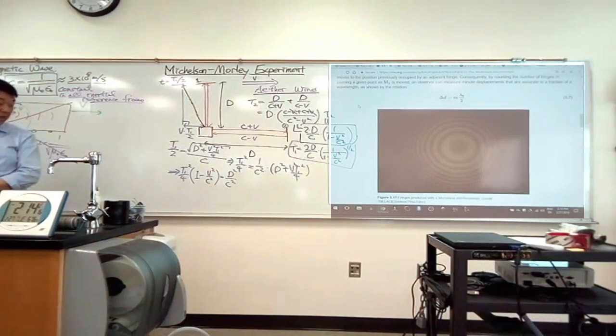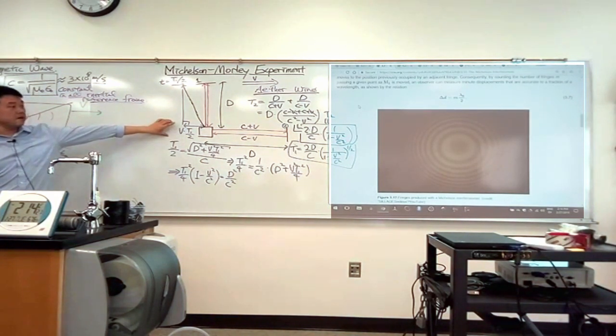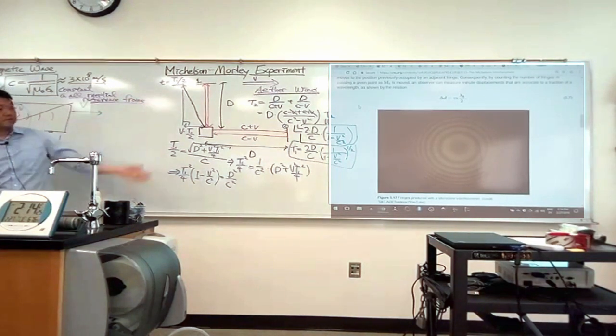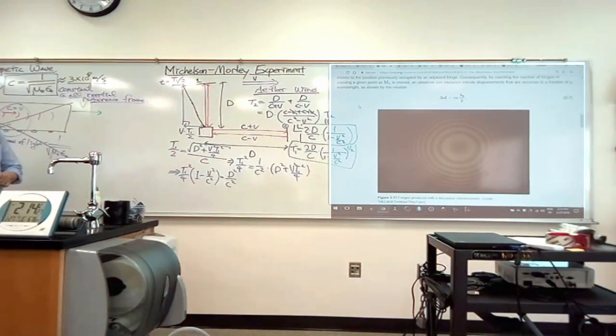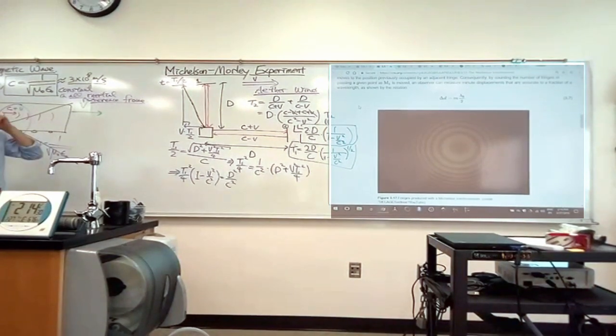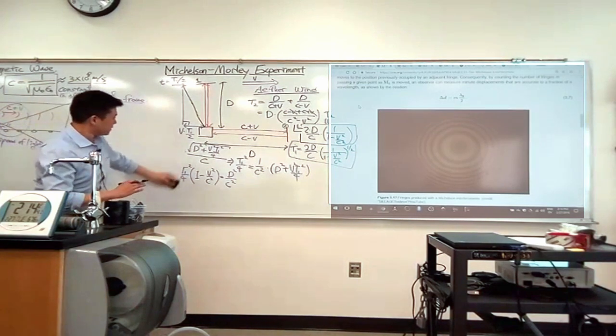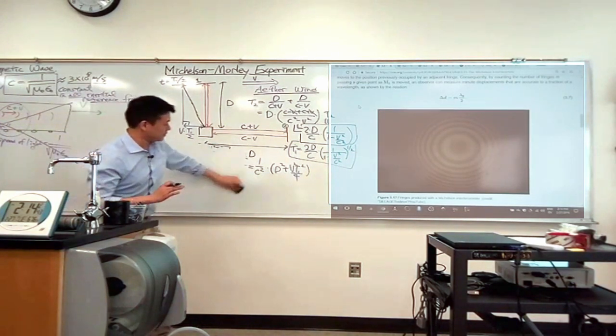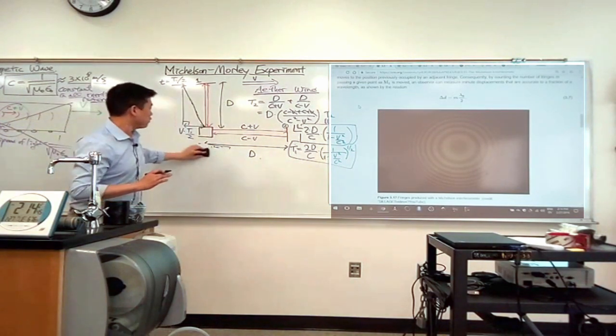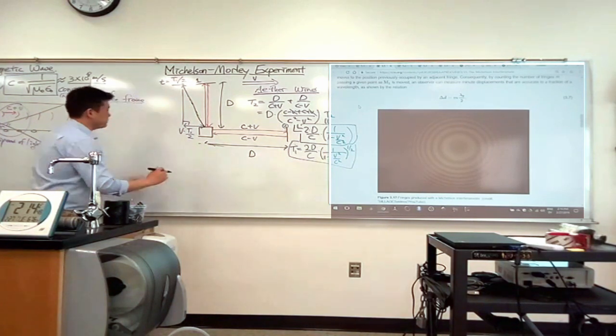So a lot of people came up with theories to explain this null result where you saw nothing. And one of those people is actually Lorentz. So let me wrap up this particular segment here. Let me erase all this algebra that we've done, so we don't need to see it again. A guy called Lorentz came up with this idea.